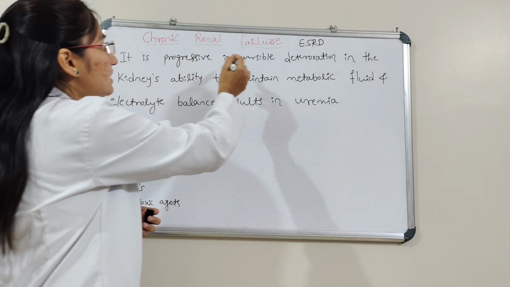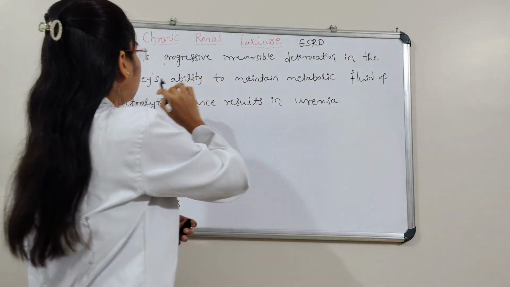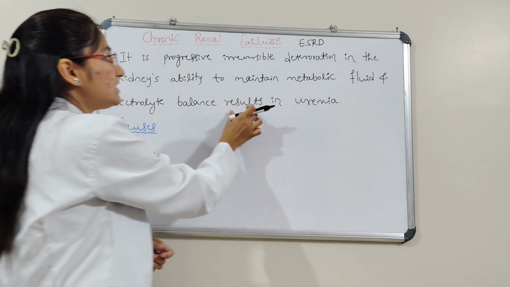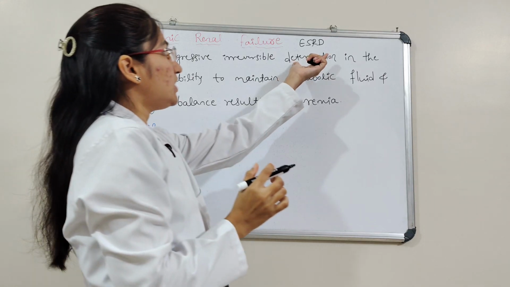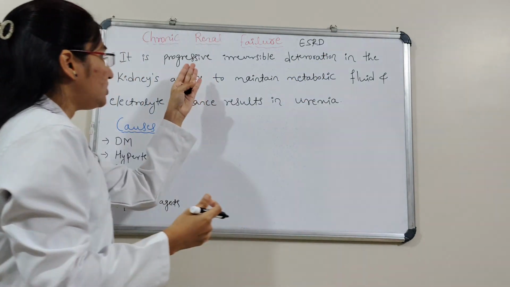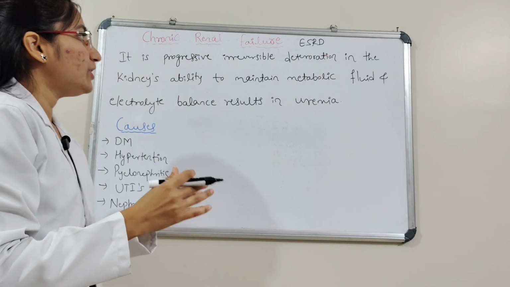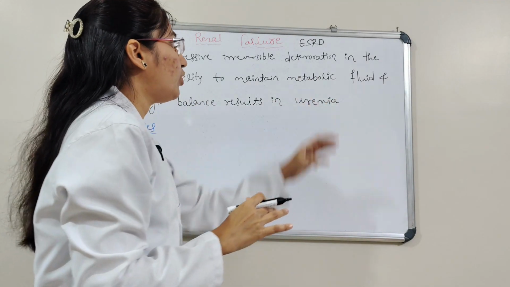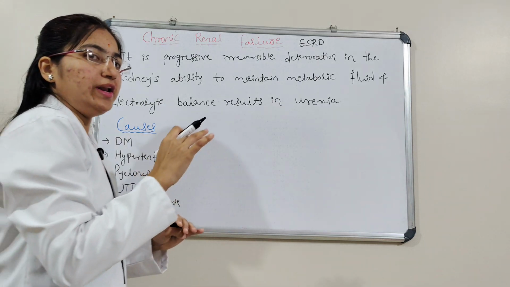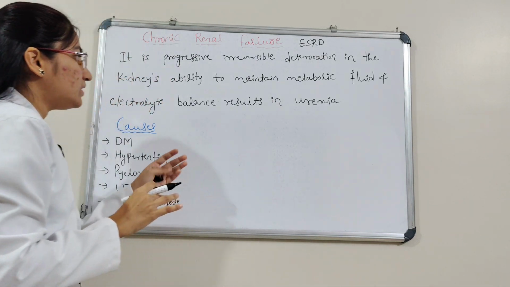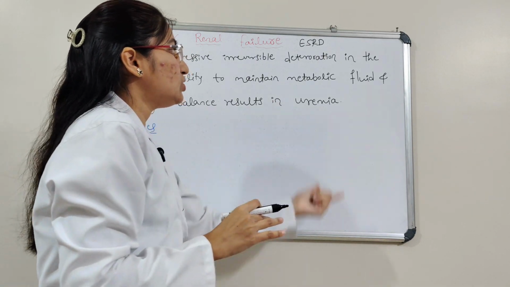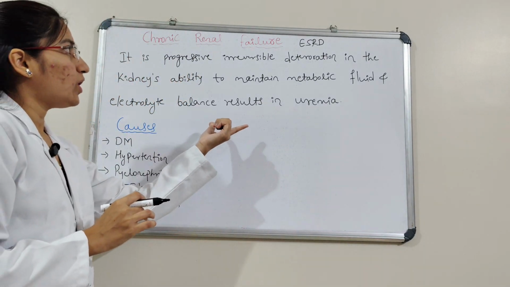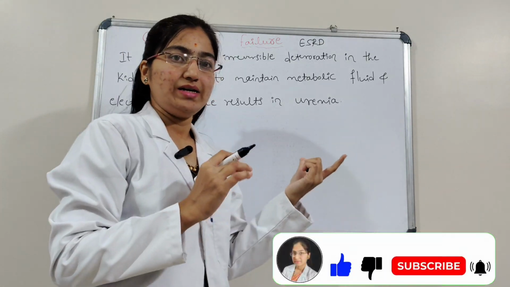Here, it is progressive irreversible deterioration in the kidney's ability to maintain metabolic fluid and electrolyte balance, which results in uremia. Here, deterioration is nothing but a degeneration, in the kidney's ability to maintain metabolic fluid and electrolyte balance. There will be an imbalance between the metabolic fluid and the electrolyte. Fluid and electrolyte imbalance we can see. That results in uremia, the presence of urine in the blood. This is what we call ESRD, end stage renal disease.